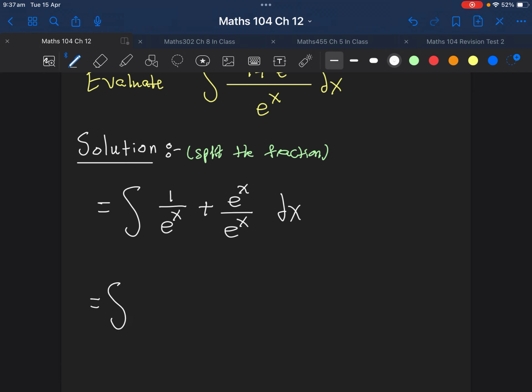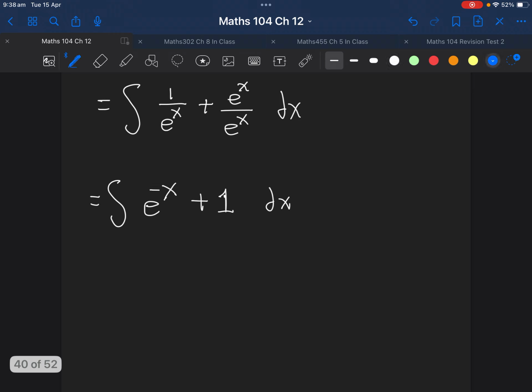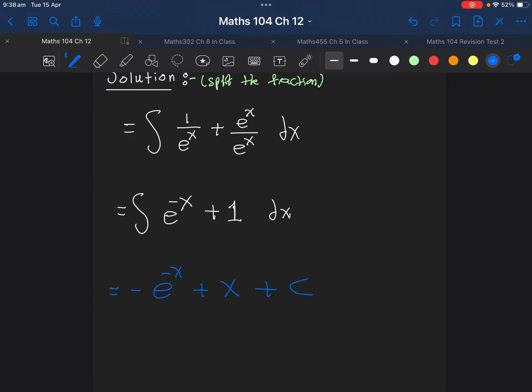Now, this I can rewrite again. Now, e^x with e^x, this is just 1. So here just write 1. Now, what is 1 over e^x? I can rewrite it because I don't know how to do the integration. I will write it as e^(-x). Now the answer is easy. This is the integration of e^(-x), or negative e^(-x), plus what's the integral of 1? It's just x plus c.